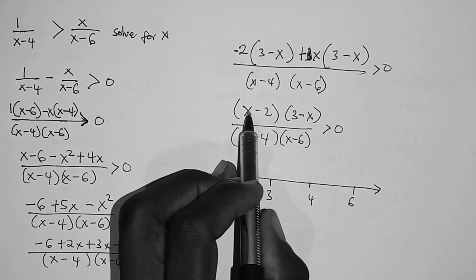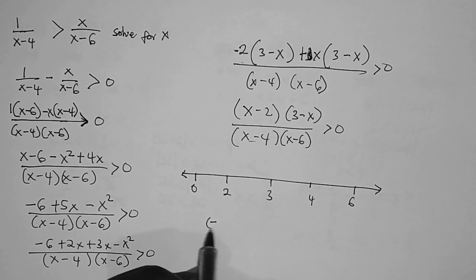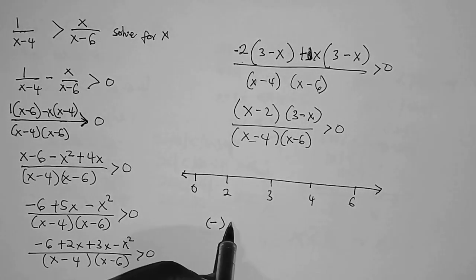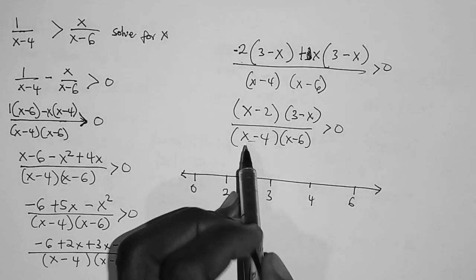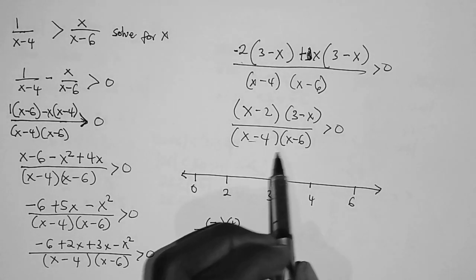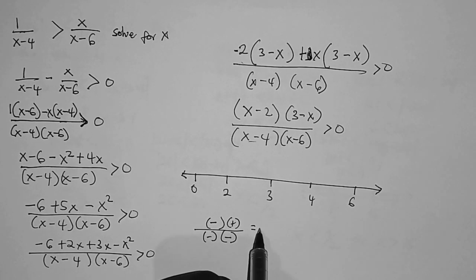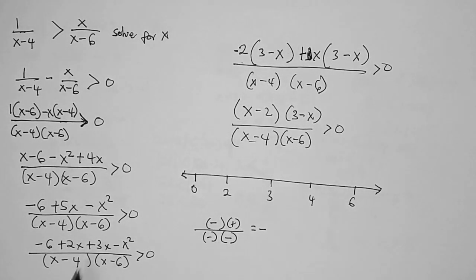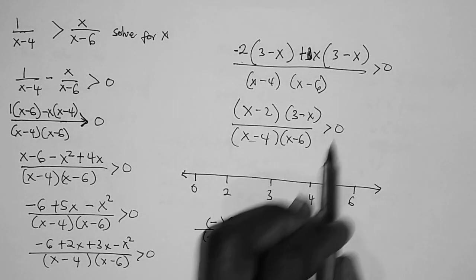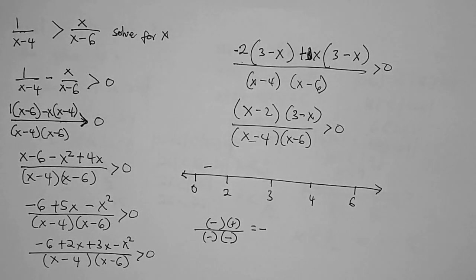If we put 0 here in this equation, we find out that 0 minus 2 is a negative number, and then 3 minus 0 is a positive number, divided by 0 minus 4 is a negative number, and then 0 minus 6 is also a negative number. So at the end of the day, we are going to get a negative number. However, we are looking for positive numbers because the expression must be greater than 0, and therefore this region is not a required region.